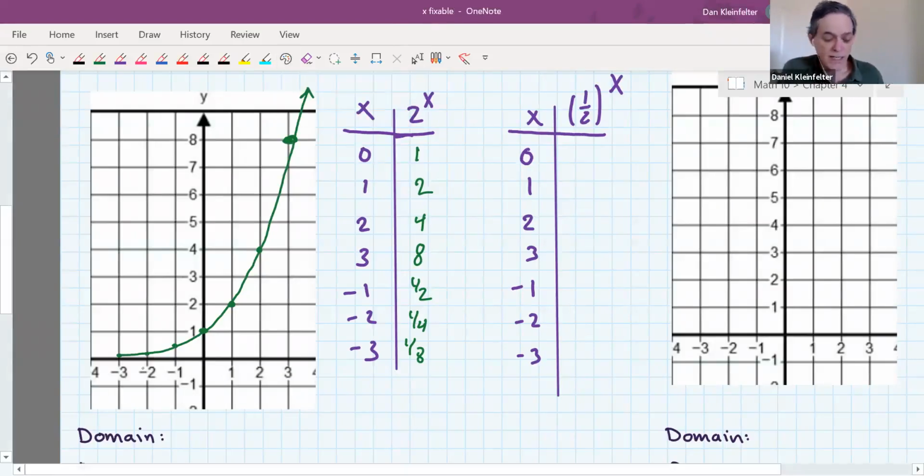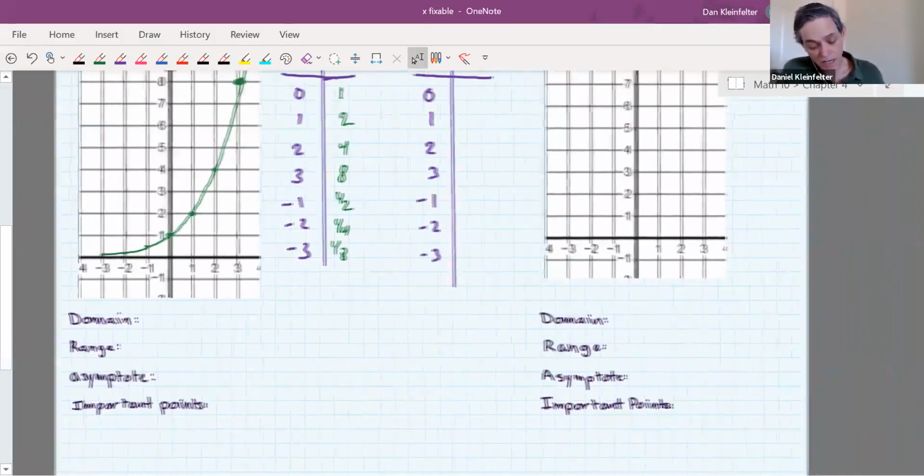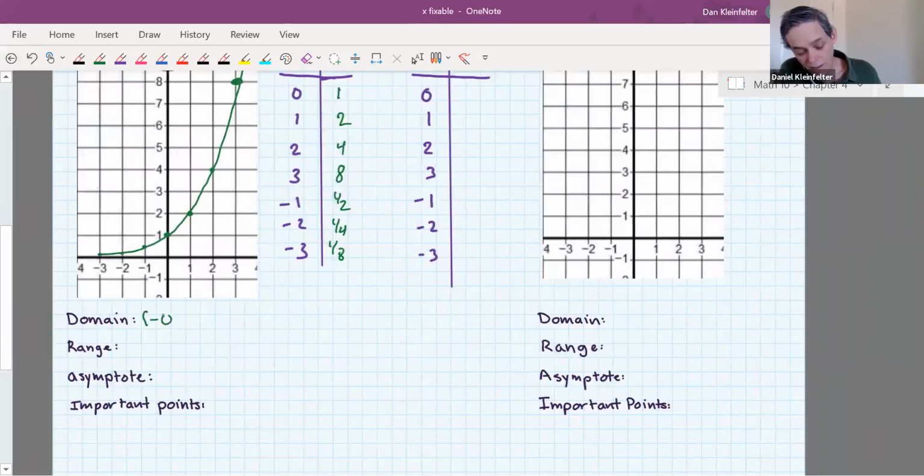So you'll notice that it is increasing. It is always greater than 0. The horizontal axis, it turns out, is a horizontal asymptote for the function. The domain is all real numbers, so we'll go ahead and write that out. The range is the open interval, 0 to infinity. The asymptote is the line y equals 0.